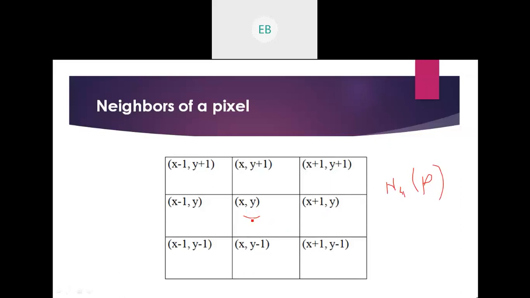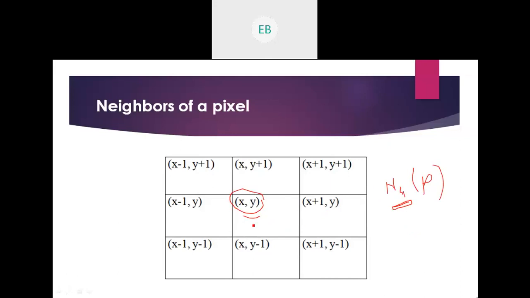This is the pixel. I'm taking this as reference again. So first is N4(p), which asks for the neighbors of the pixel. Okay, neighbors. So first is N4, also known as 4 connectivity. Okay, 4 neighbors, 4 connectivity or 4 adjacency. We'll come to the 4 adjacency and 4 connectivity topics later on.